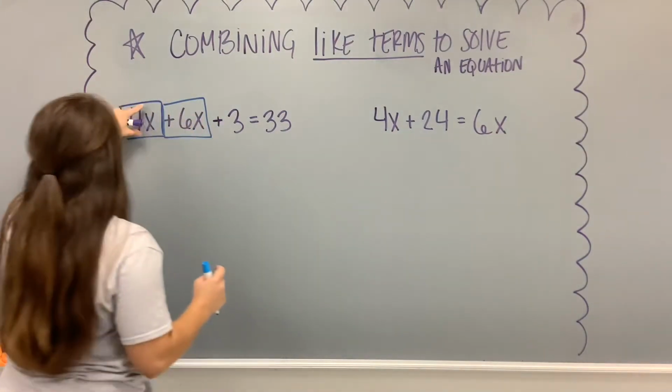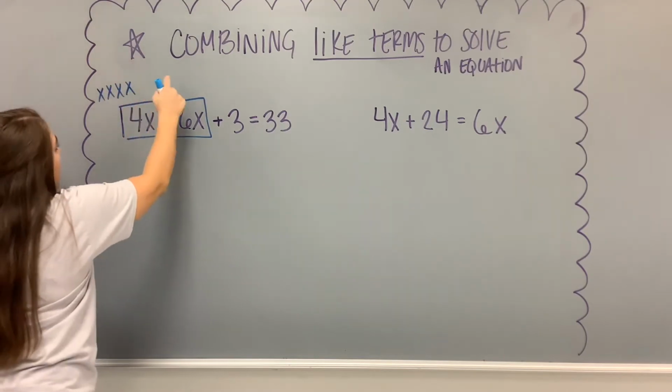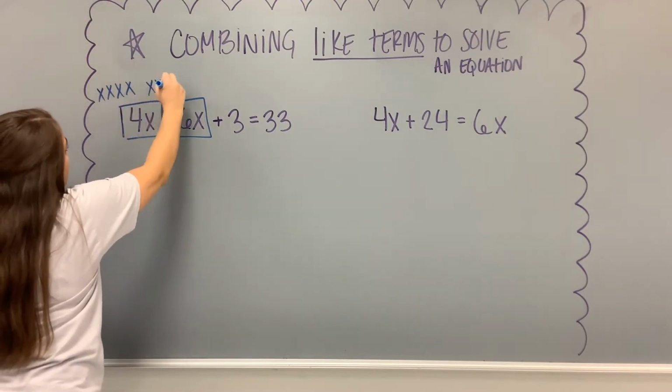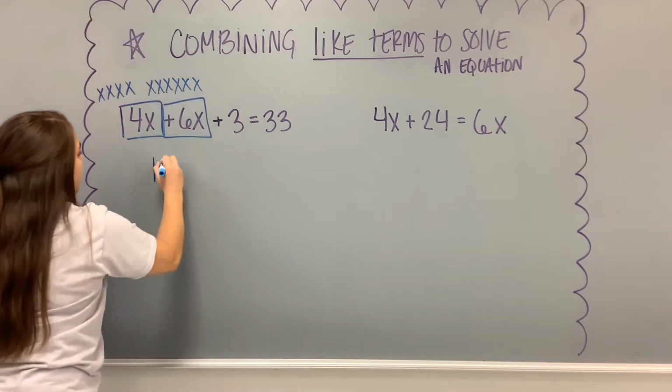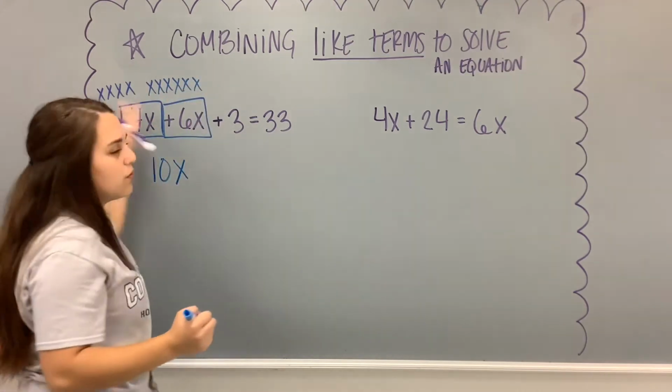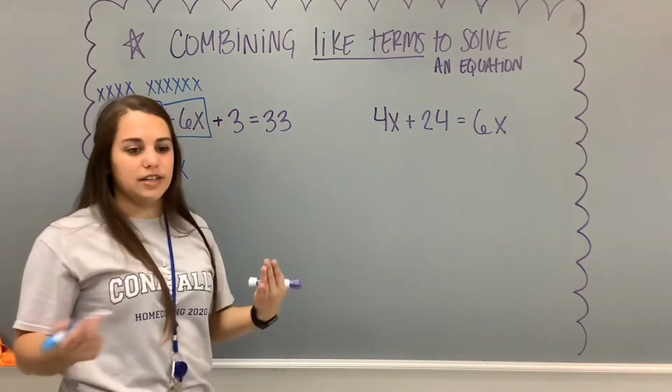As in, I had 4 x's written way up here at the top. 1, 2, 3, 4. And then 6 more x's. 1, 2, 3, 4, 5, 6. If I totaled these x's, I would have 10 x's all in one place. That is why we combine like terms, to make it a little bit easier for us to understand what's going on.